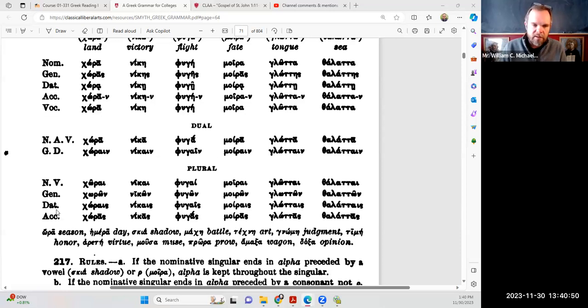How about the dative case? How do we identify the dative case plural? How do we identify the dative case? They're all the same.